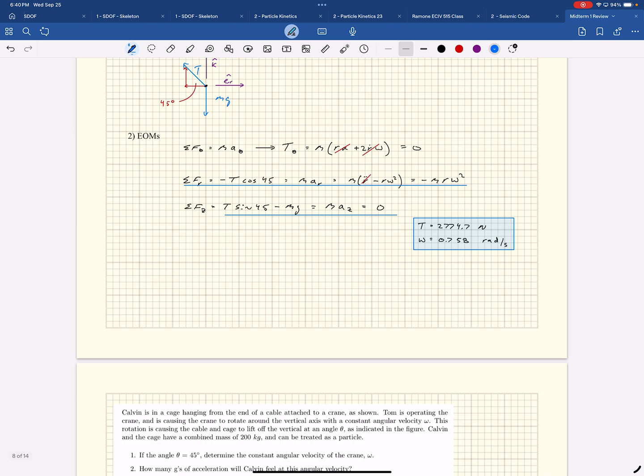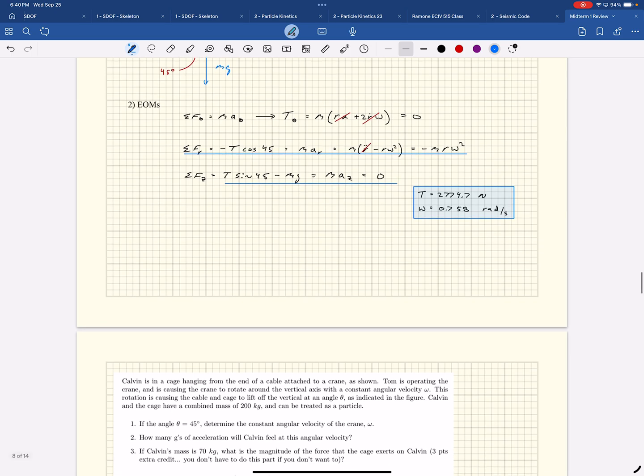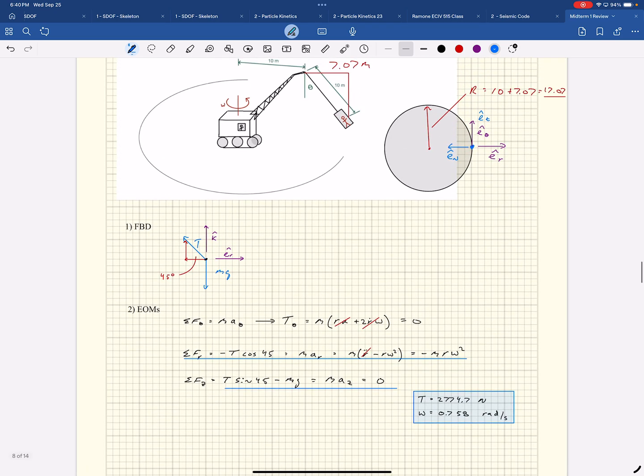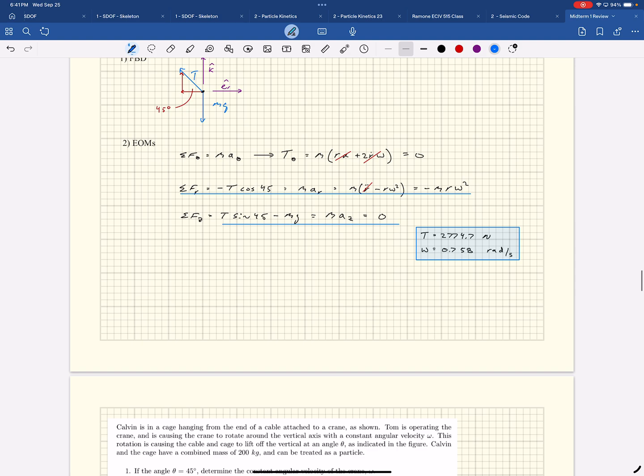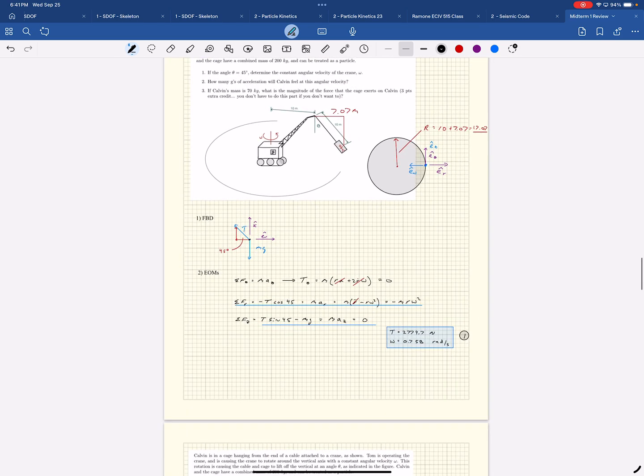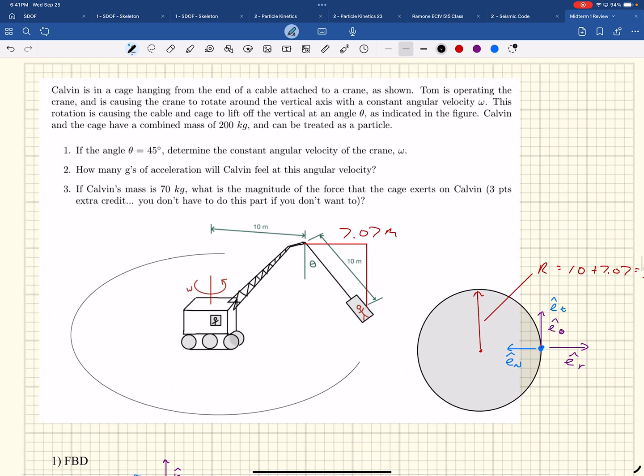Okay. All right. Second problem, or second part of the problem, right? This was all one. Most of your points was with this. Part one said, if the angle is theta, determine that, right? I didn't do the breakdown of the points, but I think that was worth the majority of it. The second was, how many g's of acceleration will Calvin feel at this angular velocity? How do you think I would get that?